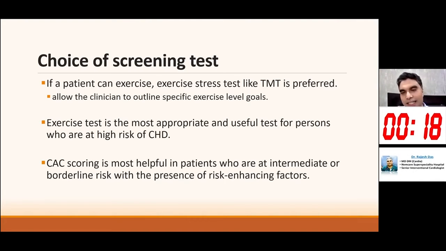factors. So this particular category, intermediate or borderline risk, in all the recommendations, is estimated by a calculator. That calculator was derived from pooled cohorts. So depending on the 10-year risk estimation, we can divide the risk category of a patient. Intermediate risk means any category between 7.5 to 20% risk of major cardiovascular event in the next 10 years, and more than 20% event rate is the high risk category.